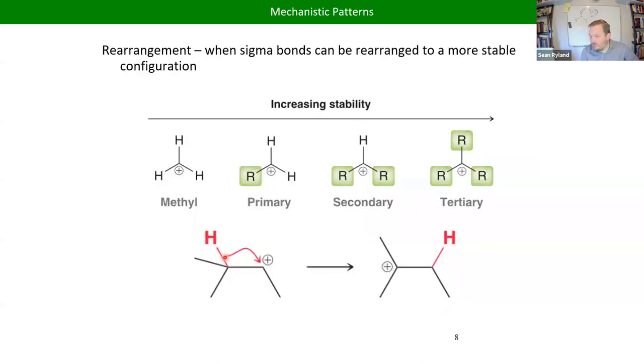And we'll practice with that when we come back from our break. Let's come back at 5 after, and we're going to practice identifying these steps, and then we'll practice drawing them once you can recognize them.